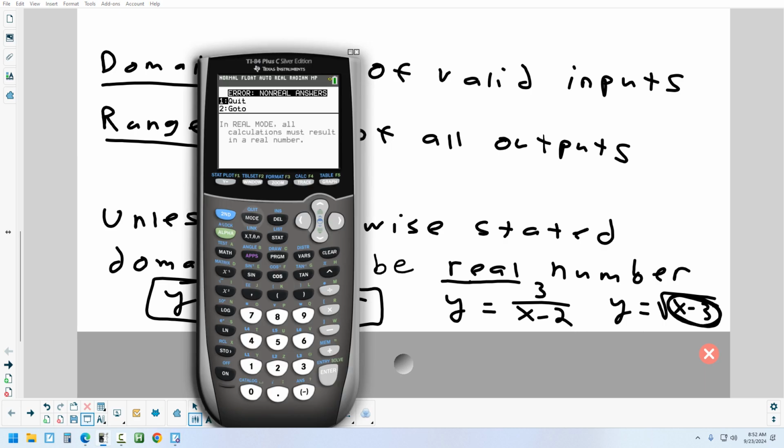Some people mix up taking the square root of 0 with dividing by 0. Square root of 0 is fine. You can take the square root of 0. You can't divide by 0.